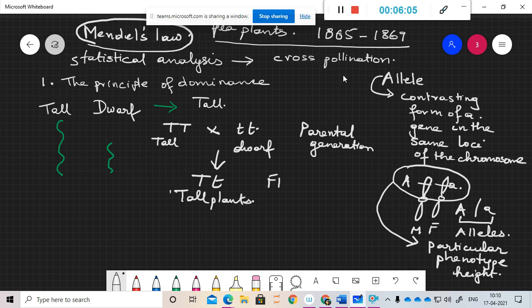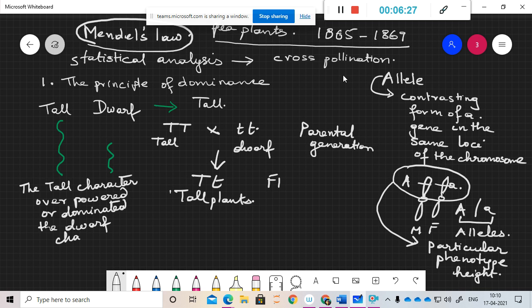So the tall character overpowered or dominated the dwarf character, and this he called the principle of dominance.